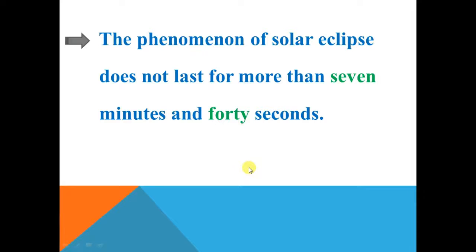This phenomenon of the solar eclipse doesn't last for more than 7 minutes and 40 seconds. This phenomenon, we can observe it in the morning. The duration is 7 minutes and 40 seconds.